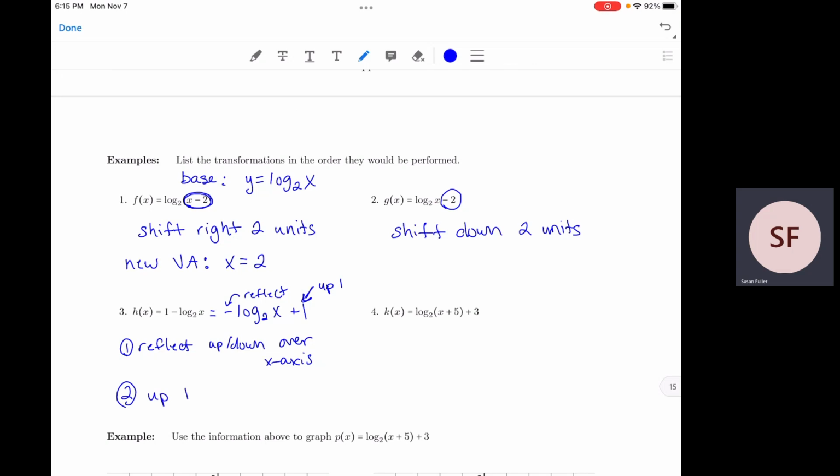Because we don't have any left or right movement, our vertical asymptote will stay exactly where it is, and I don't need to make a note of my new vertical asymptote.